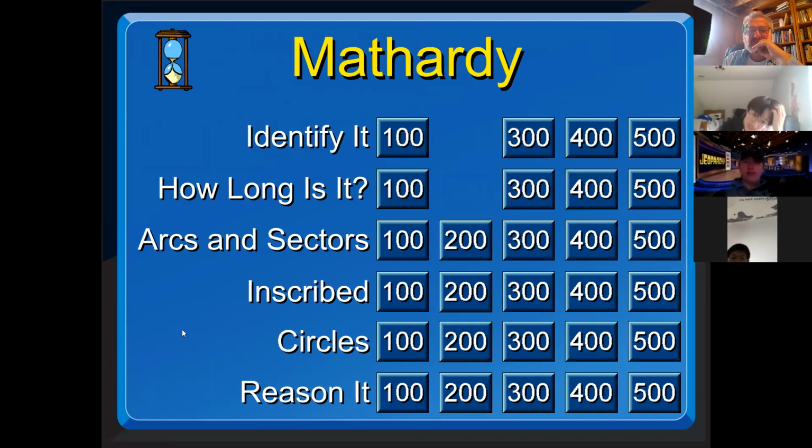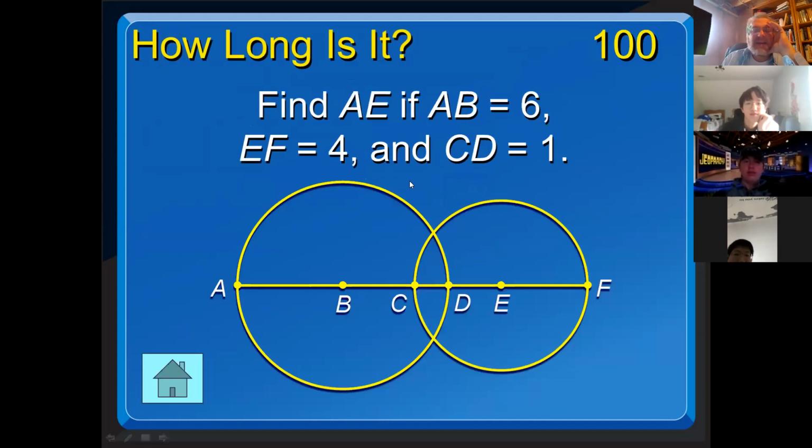How Long Is It, 100? Find AE if AB equals 6, EF equals 4, and CD equals 1. Yes, Jason. Is that 15? Yes. So you've got 12 plus 4 minus 1, right? AB is the diameter. EC is a radius. You add those together, you subtract 1, and you get 15. So that gives you 300.